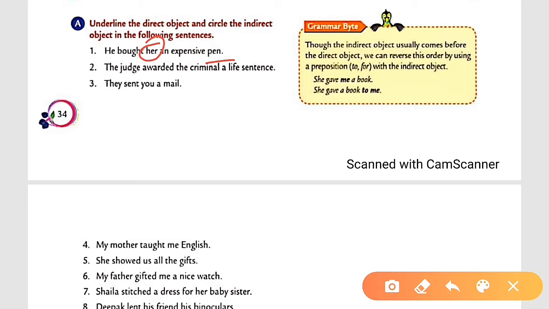Next, the judge awarded the criminal a life sentence. The judge awarded the criminal. Criminal is your, what is it? Indirect object. And life sentence is your direct object. Question number 3. They sent you a mail. They sent you. You is your circle, and mail is your direct object.